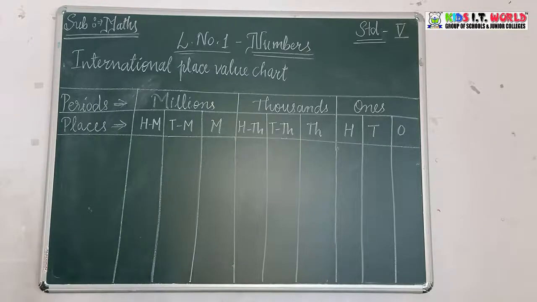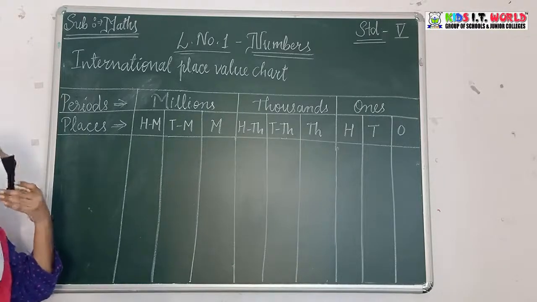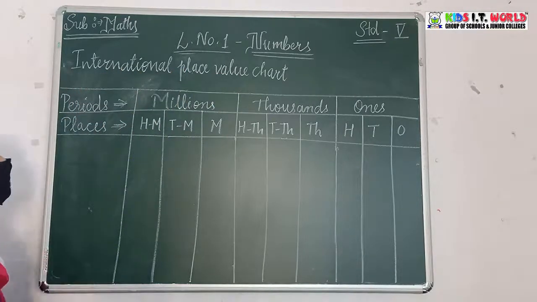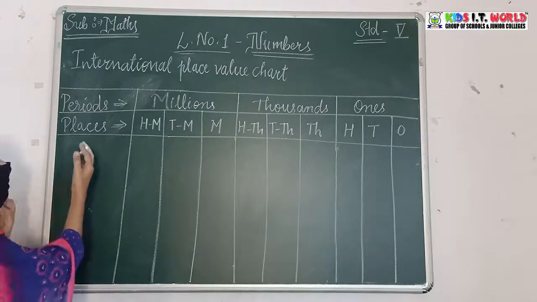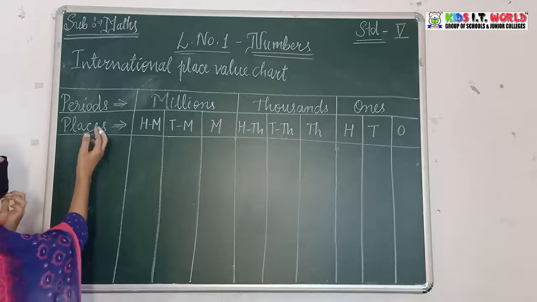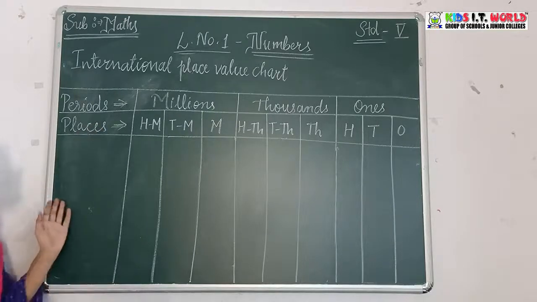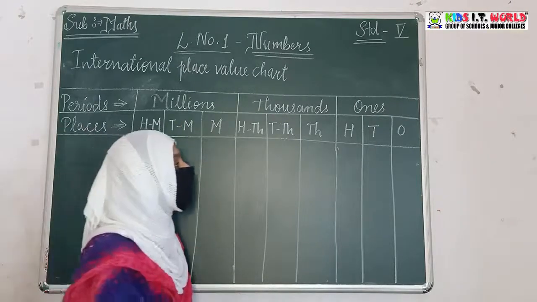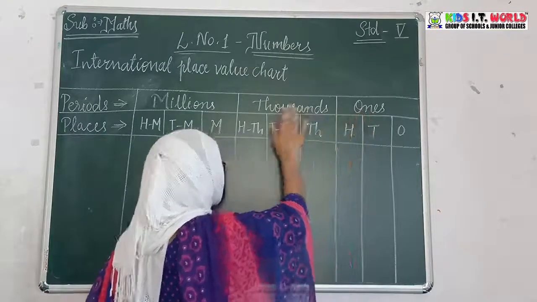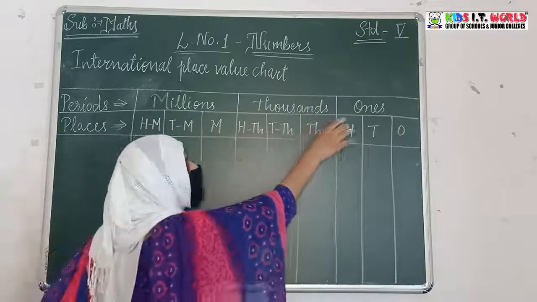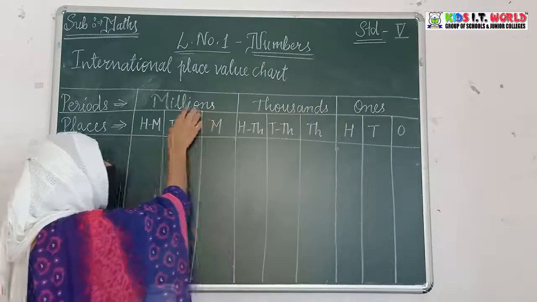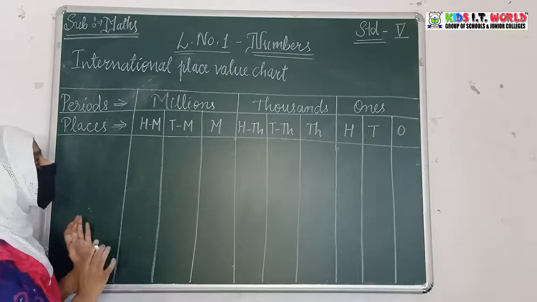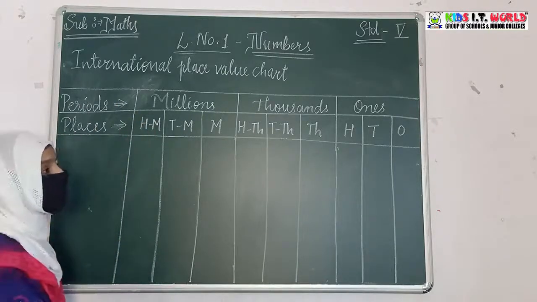So here, coming to the third exercise, our new topic is the International Place Value Chart. In the previous exercise, we saw the Indian Place Value Chart. The International Place Value Chart is different from the Indian Place Value Chart. As you can see from the table, we have periods: ones, thousands, millions. After millions there are billions also. But in the fifth standard you have to study only up to millions.